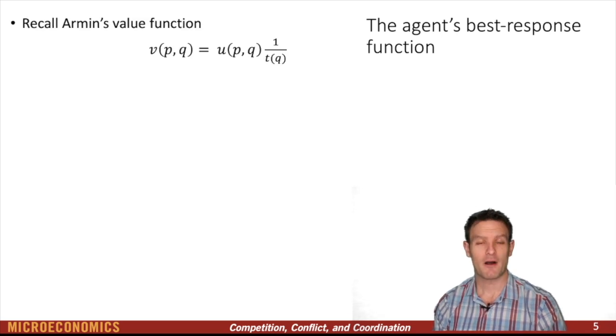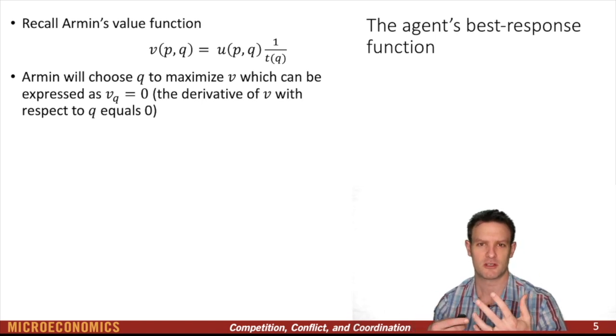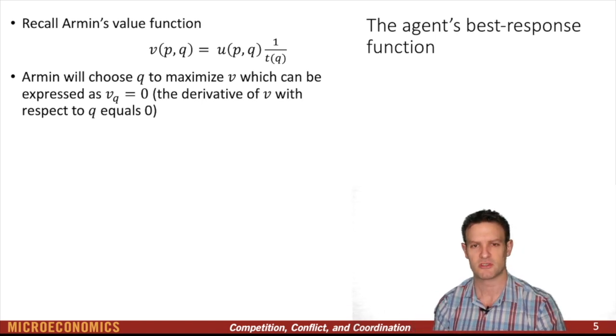Okay, so we have Armand's value function. And then what you have to think about is that Armand is going to choose Q to maximize that function, which can be expressed as V_Q equal to 0. So if we differentiate that with respect to Q, we're going to see that V sub Q is going to be equal to 0. That's the derivative of V with respect to Q, and that's equal to 0.